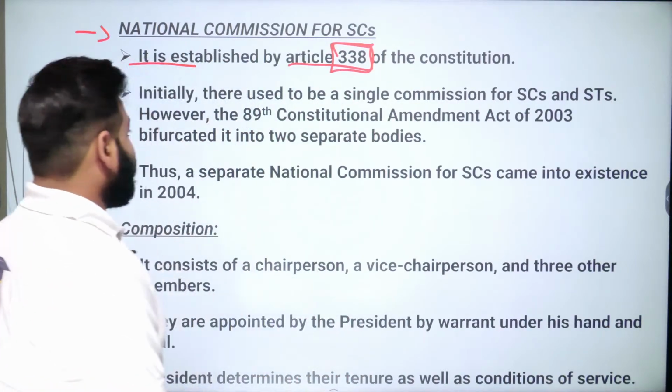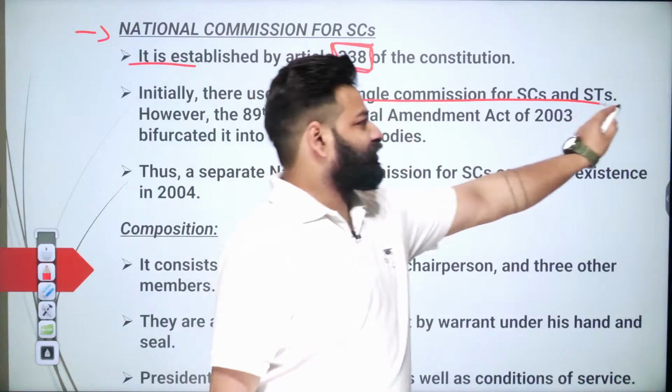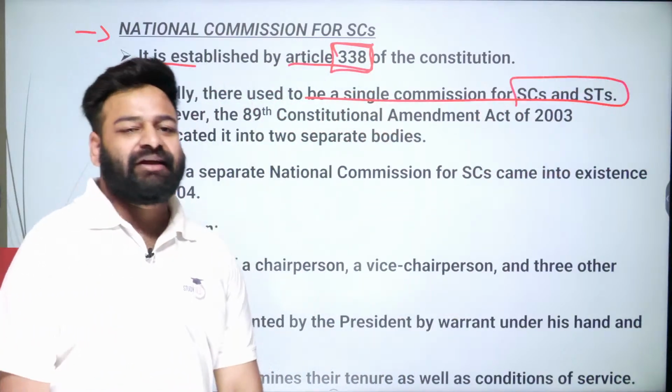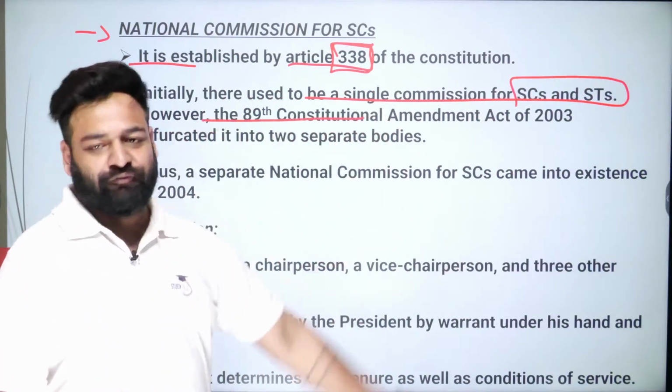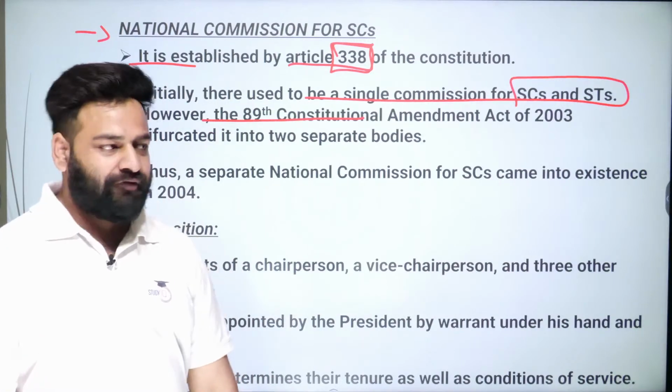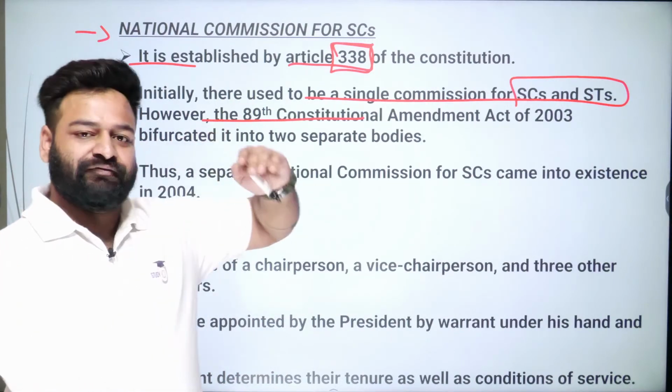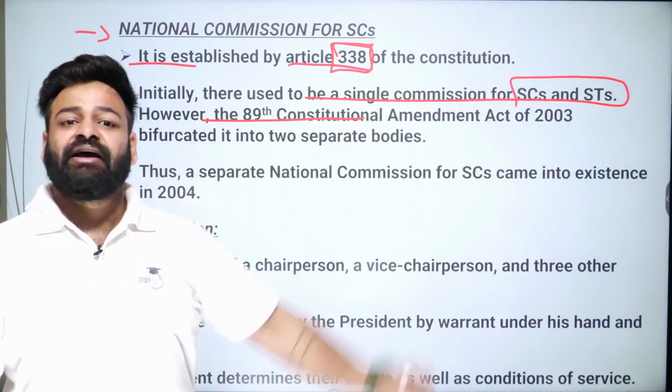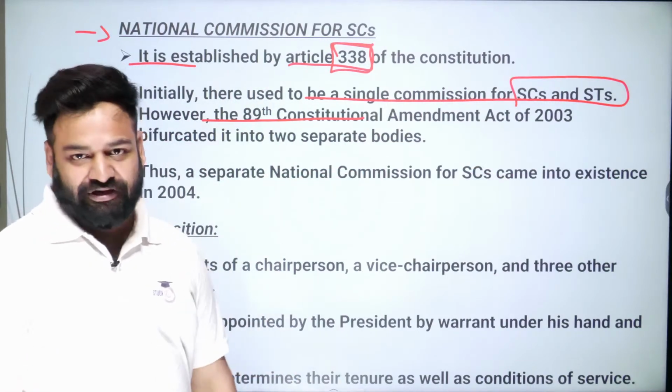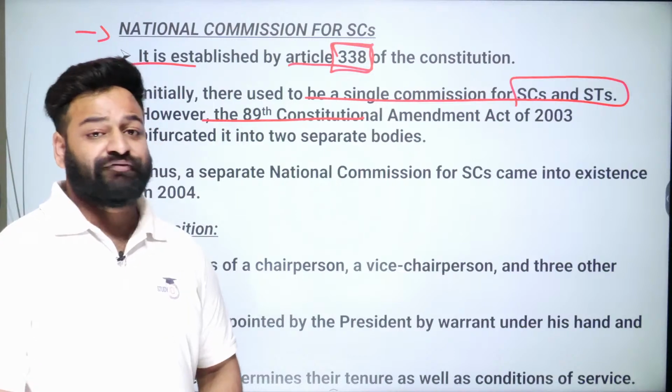Okay, initially there used to be a single commission for SCs and STs, but the 89th Constitutional Amendment Act of 2003 bifurcated it, and now we have got two, that is National Commission for SCs, Article 338, then next we have got the Article 338 capital A, basically National Commission for Scheduled Tribes.